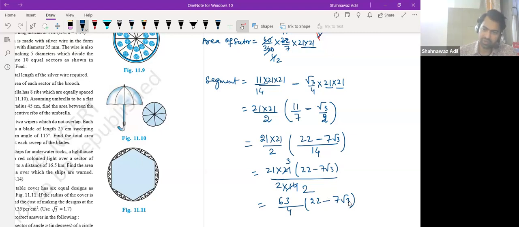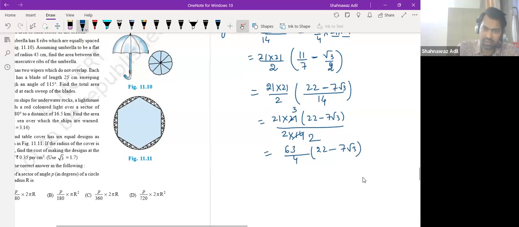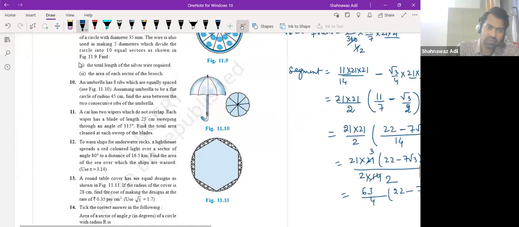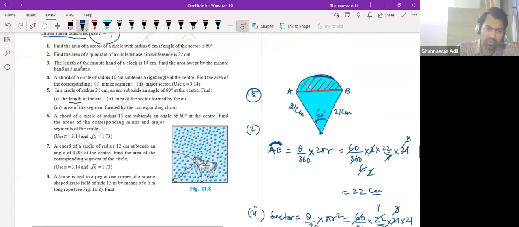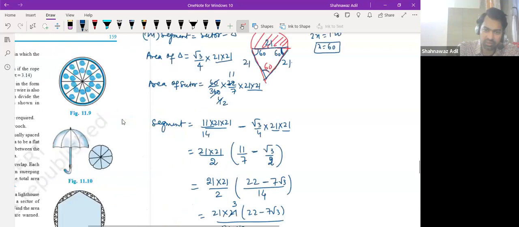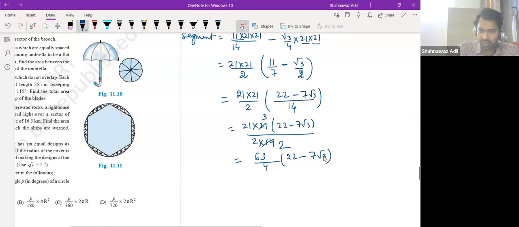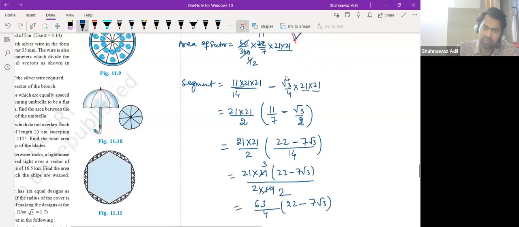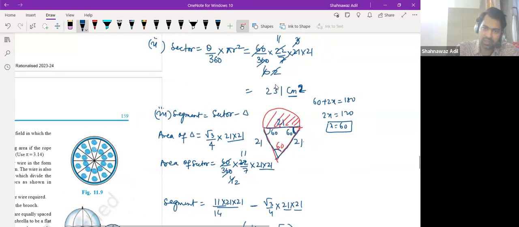Or if we want to solve it further, we have to put the value of root 3 and then solve this. But at this point, this is complete. If you leave it at this point, it is also okay, because they have not told us to use the value of root 3, so we can keep it like this. Any question, guys? Any doubt? Yes, everyone.